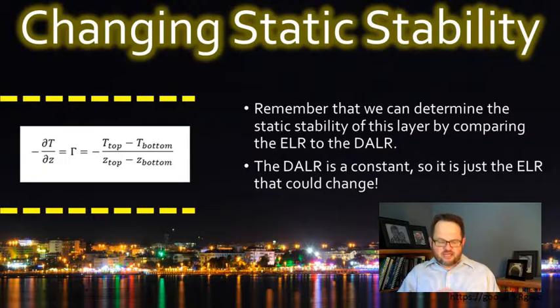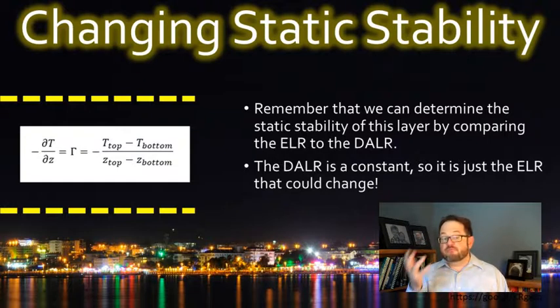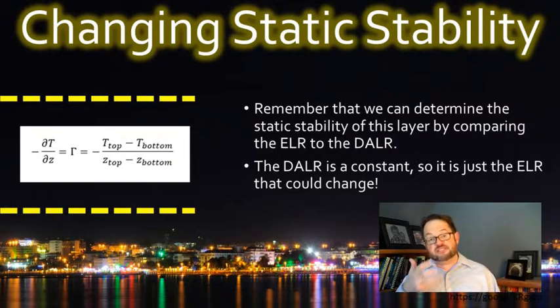Well, let's turn back to this slide, where I've got a layer defined between those two yellow lines. If we remember, the static stability of this layer can be determined by, let's just say, the environmental lapse rate, okay? Well, strictly speaking, no. We're comparing the environmental lapse rate to the dry adiabatic lapse rate. That's what determines the stability, but the dry adiabatic lapse rate is a constant. That's not exactly rocket science. So it's really only the environmental lapse rate that we can do anything to change.